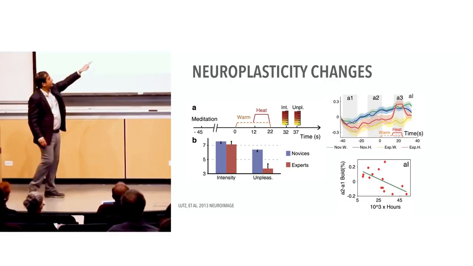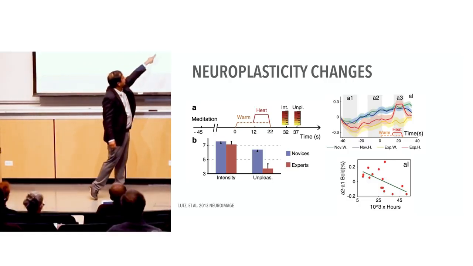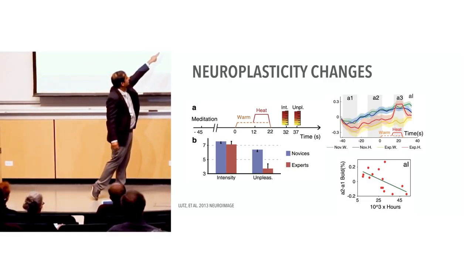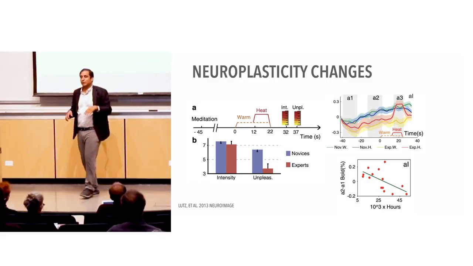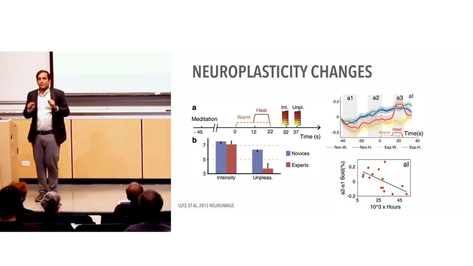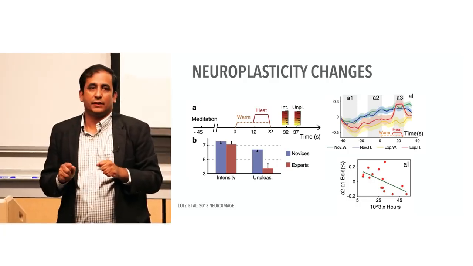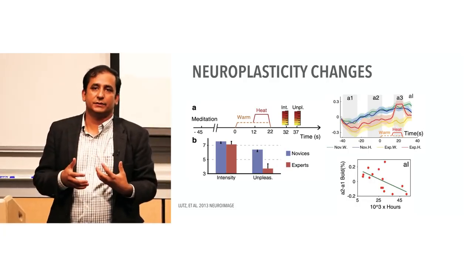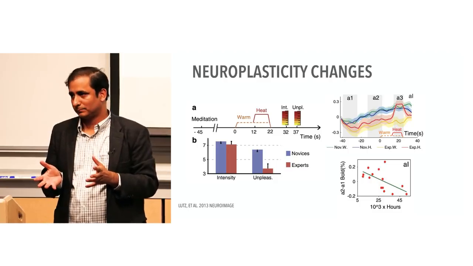But if you look at the experienced meditators, in the case of W, it is very interesting. W means just the warm, no heat. The yellow line basically just flattens out. So unless there is a pain stimulus, they don't react. But if you look at novices, they react no matter what.